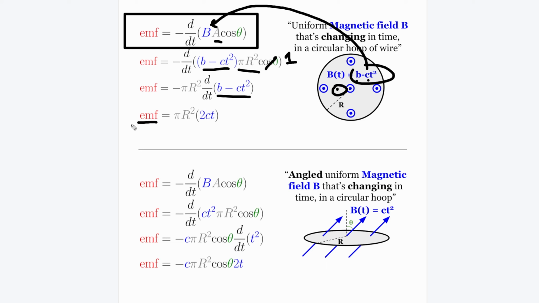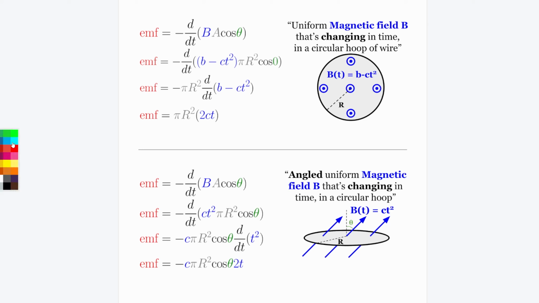So if I wanted the current, it would be whatever the EMF is over r. And again, be careful. I'll use little r for resistance. Little r, not capital R, like radius. This would be the resistance of the circuit. And you'd figure out which way it flows using Lenz's law.